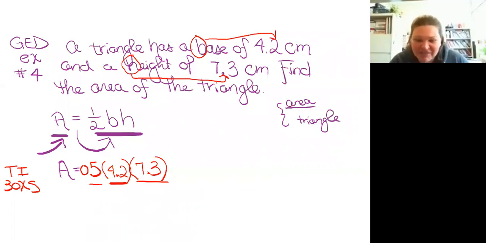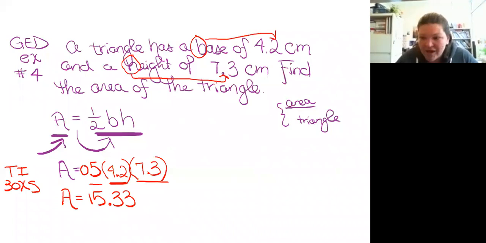We sure can. That's exactly what we're about to do. Bianca asked if we could just multiply across. And that's exactly what I'll do. I'm going to do 0.5 times 4.2 times 7.3. And I get 15.33. Bianca, you were right.